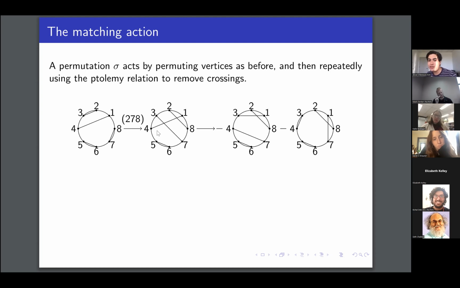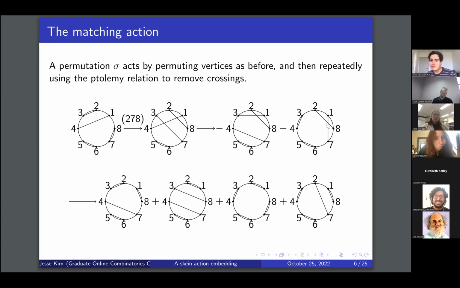So we've got two crossings, and what we're going to do is take this first crossing, 3,7 and 1,4, and get rid of it using the Ptolemy relation. So for 3,7 and 1,4, we're going to match up 1, 3, 4, and 7 in the two ways that make them not cross. And then we still have one crossing remaining in each of these diagrams. So we're going to apply the Ptolemy relation again to both of these, and we'll end up with a sum of 4 matchings. So the action of (2,7,8) on this matching gives us the sum of these 4 non-crossing matchings.